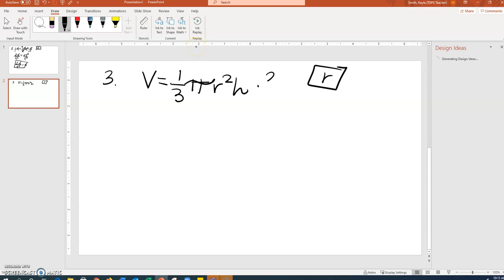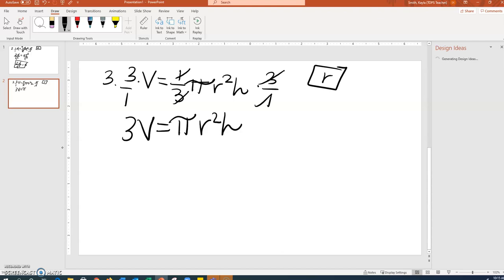So again, let's go ahead and get rid of that fraction. Okay, so get rid of the 1/3. So we're going to multiply by the reciprocal. So we're going to multiply by flipping the fraction. Okay, so the 1 and 1 cancels, 3 and 3 cancel, so I get 3V equals pi r squared times h.